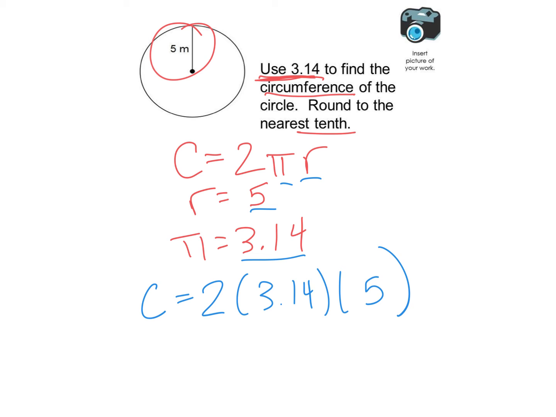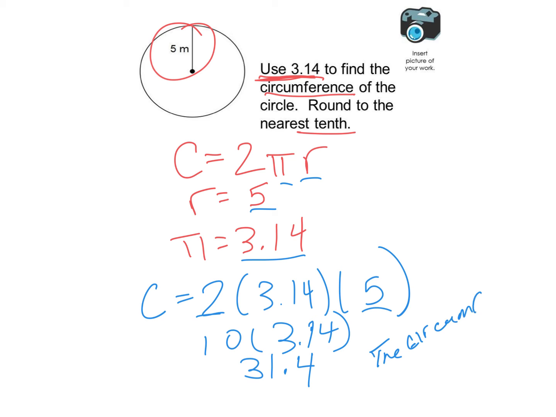I'm not going to need a calculator for this. I know that I can multiply in any order. 5 times 2 is 10. 10 times 3.14 is 31.4. I don't need to round to the nearest tenth because that's the only decimal digit I have. So I'm going to finish by writing my answer. The circumference is 31.4 meters. It is circumference, so you do not square those. You only square units for area. But you have to make sure you have your unit.